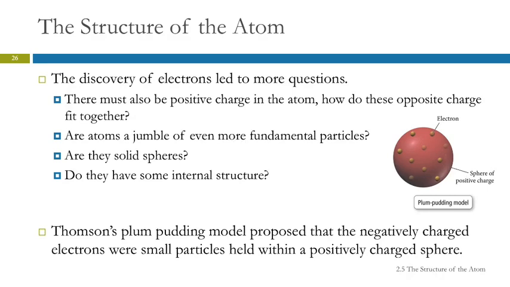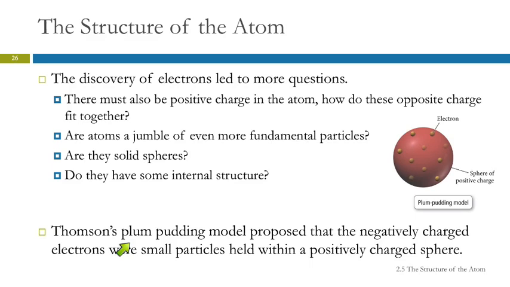We know that the overall atom is neutral, so there must be some positive charge in there. How do these opposite charges fit together? How are they arranged? Are atoms a jumble of more fundamental particles? If there's an electron in there, maybe there's some other particles in there as well. Are atoms solid spheres, or what exactly are they? Do they have internal structure? Lots and lots of questions.